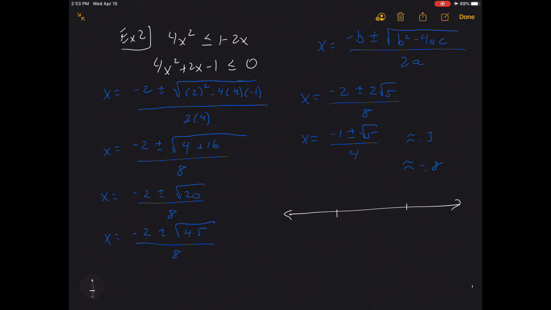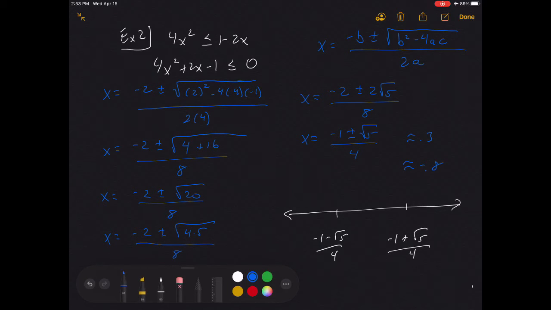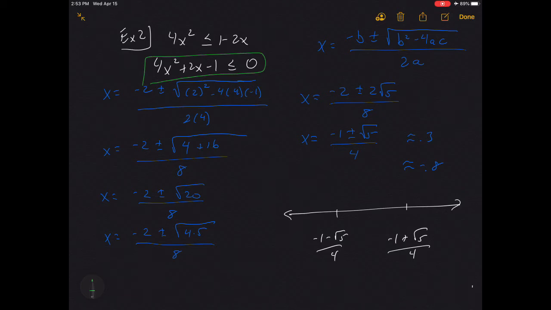So the negative 1 goes here. And the positive one with the plus root 5 goes here. Okay, now we have to test our regions. In this case, it's probably going to be easiest to go back to this particular equation right here to test our values. There's no simplified factored version of this that's going to make it easy to test our values. So let's go back to that one.